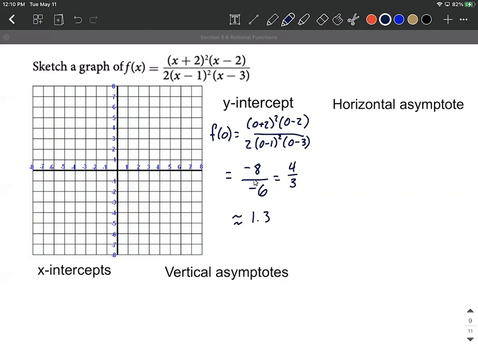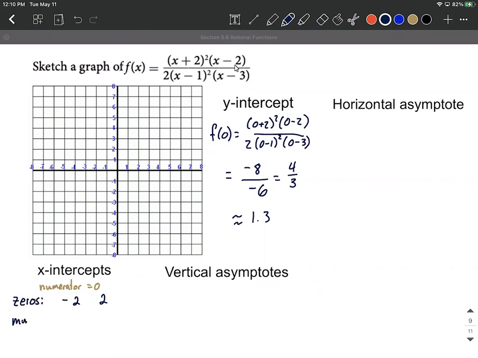Okay, next up, let's think about x-intercepts. X-intercepts in general occur whenever the numerator equals 0. And since ours is factored, this is actually pretty nice. It's going to save us some time from having to do the factoring ourselves. The numerator is going to equal 0 when we plug in a negative 2 for this first factor or a positive 2 for the second factor. Sometimes we refer to these as zeros as well as x-intercepts or roots. So we said negative 2 and then positive 2 based on these factors.